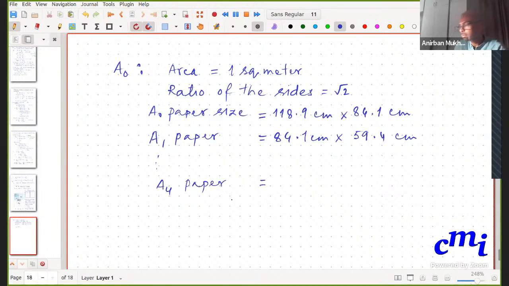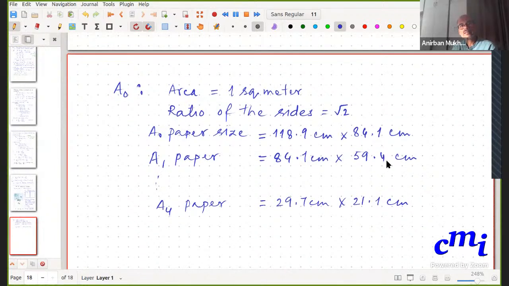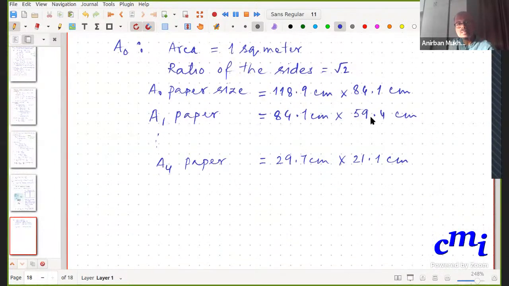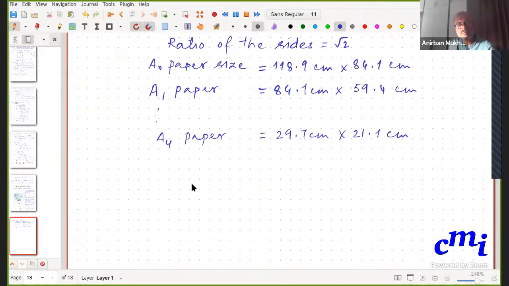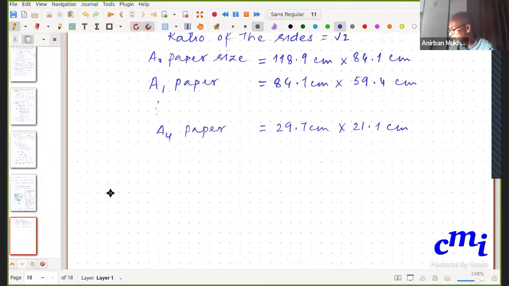A4 is especially nice and we use it often. So we get 29.7 centimeter into 21.1 centimeter. Now the point is that if you look at this ratio, this is an irrational number. So it's a never-ending decimal. So you need an approximation. And that is what we use when we write down these paper sizes.